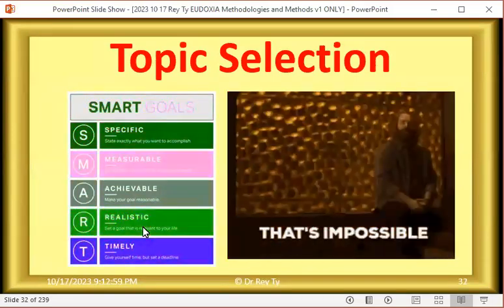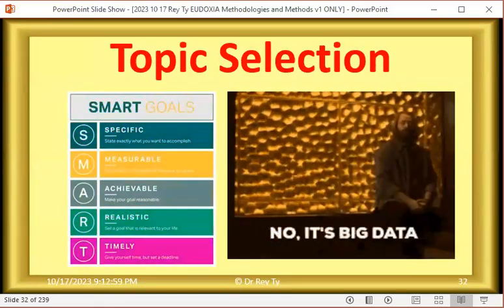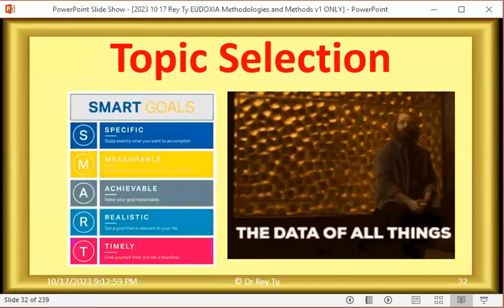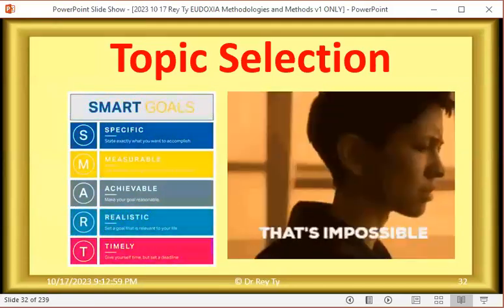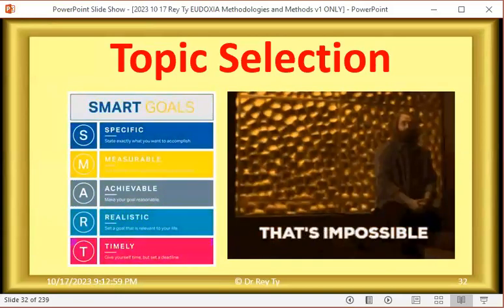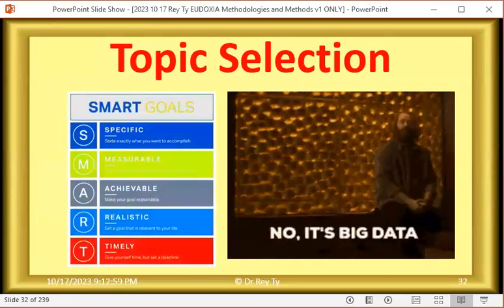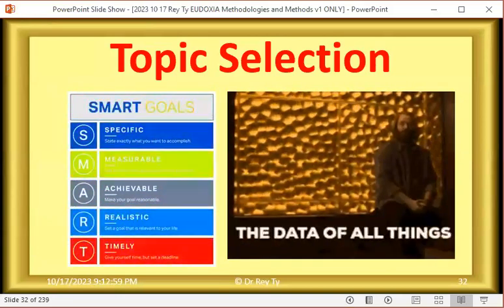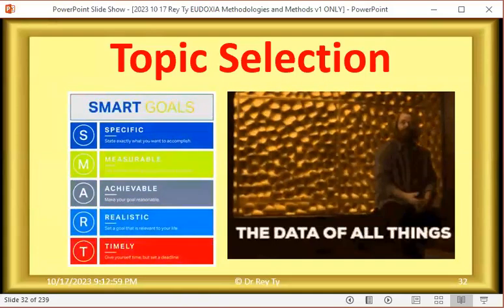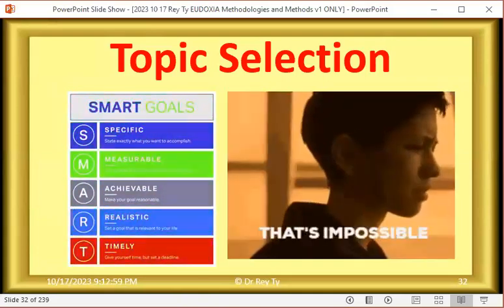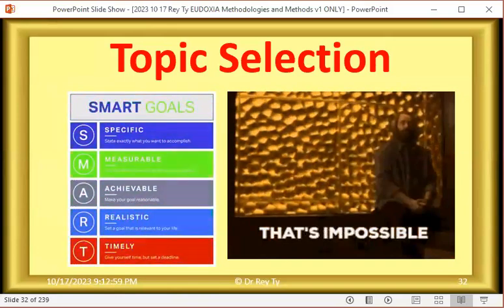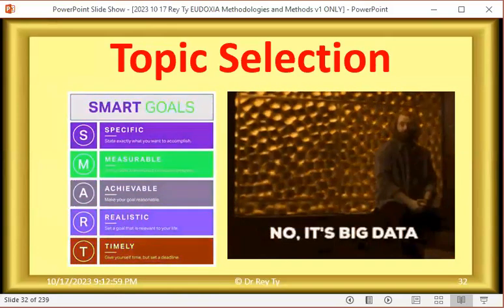Other factors are, this is basic in business. Your goal should be SMART, very specific. You don't say, I want to see if there's water in Jupiter. Sure, it's specific, but can you do it? It's not achievable. So you fail in the A test because you're just one person wanting to do this research.